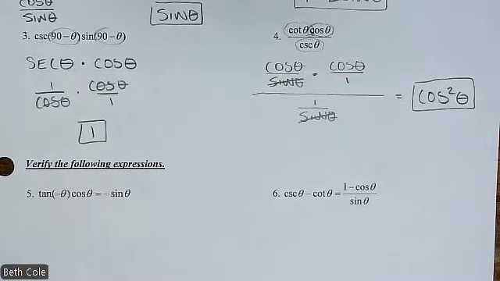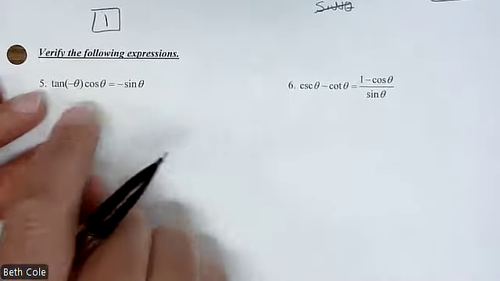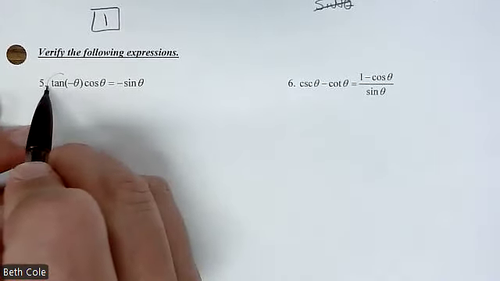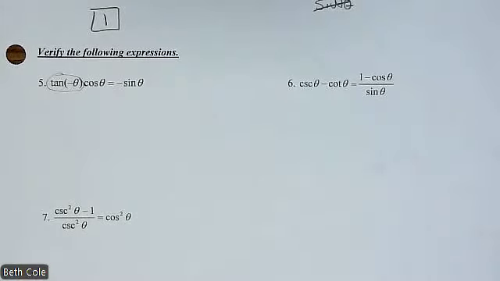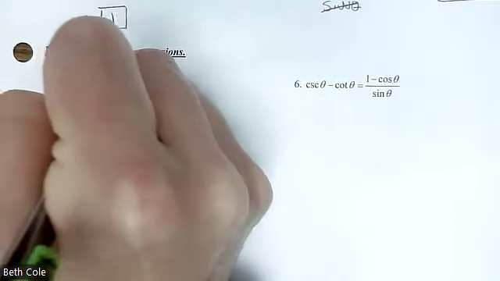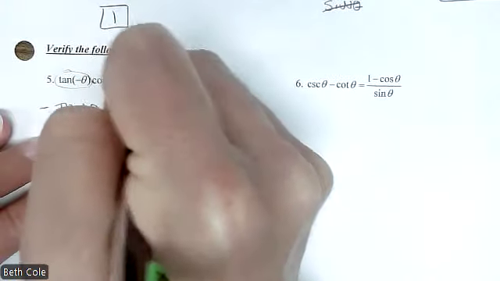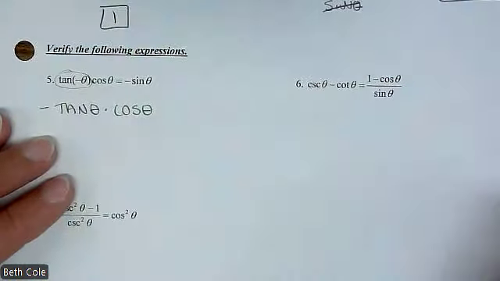Now, these next ones that say verify, it's the exact same thing you just did. It's not any different, except the answer's on the paper. Isn't that cool? Kind of like you have an answer key, right? So we're going to start with the left side, and we're going to do work until we get the right side. Now, when you see a negative, that's your even and odd. The even ones turn positive. The odd ones turn negative. Tangent is odd, so it's going to turn negative. So negative tangent theta, and then cosine theta is just going to stay.